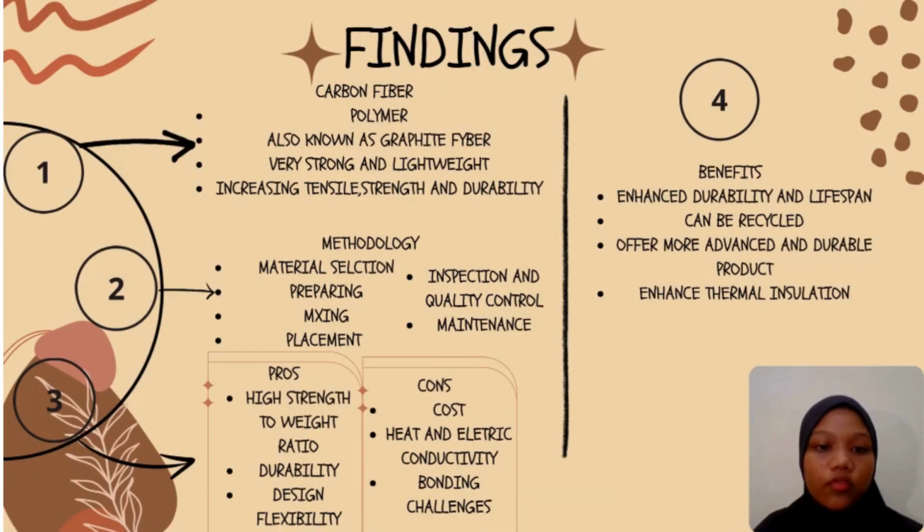The findings that we get from this assignment are, first, carbon fiber is a polymer, also known as graphite fiber, very strong and lightweight, also increasing tensile strength and durability. Second is the methodology of carbon fiber: material selection, preparing, mixing, placement, inspection and quality control. Lastly is the maintenance. Third is the pros and cons of the carbon fiber.